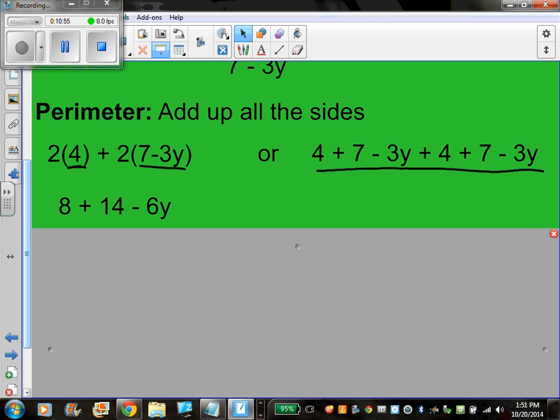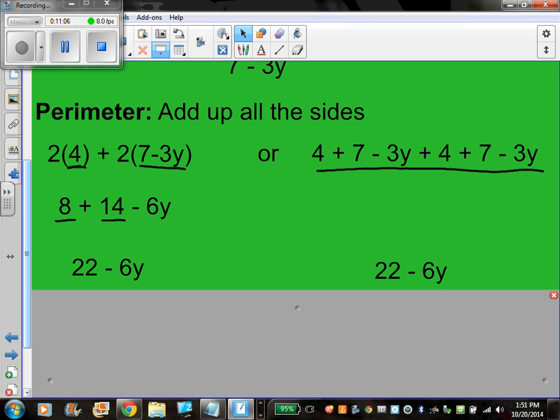Either way, you should end up getting 8 plus 14 minus 6y. We can combine like terms and combine the 8 and the 14, and that'll give us 22. The negative 6y, we can't do much with. So that's where we end up in either case.